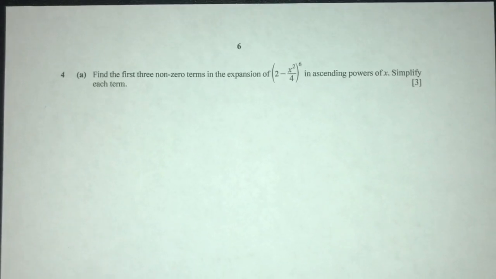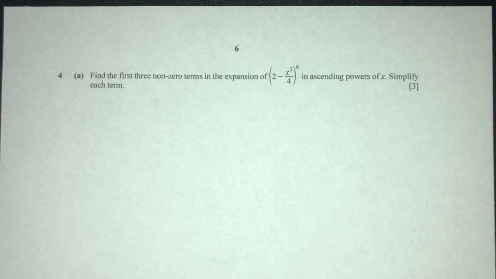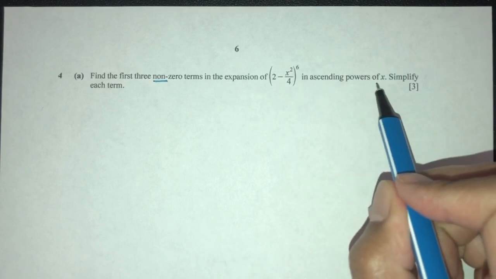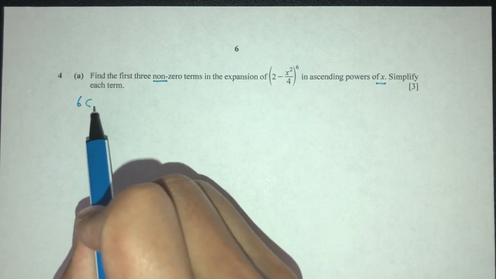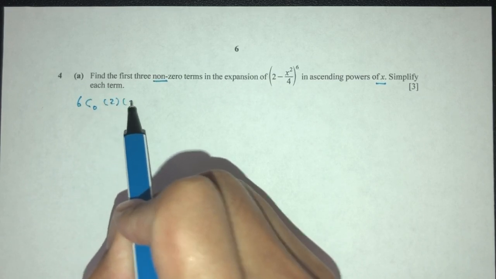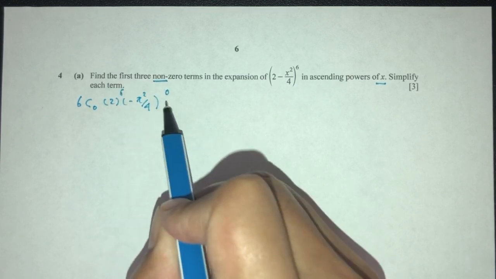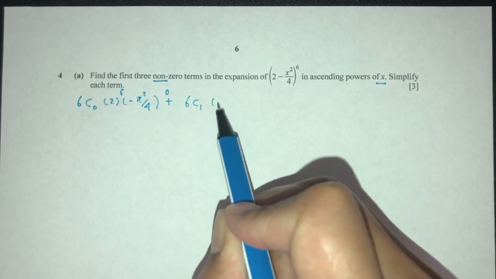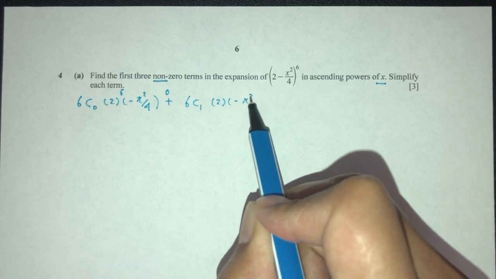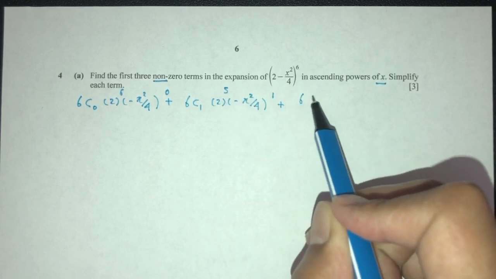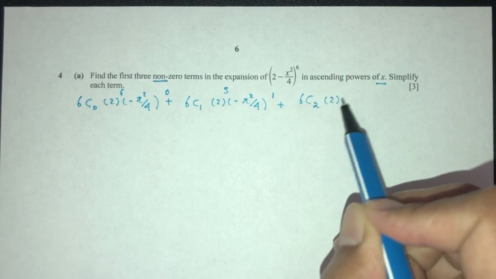Now let's move on to question number 4. Here we have to find the first 3 non-zero terms in this expansion in ascending powers of x. Pretty easy. First 3 terms: 6 choose 0, x squared over 4, that will be 0 here, that will be 6. 6 choose 1, that will be 2 minus x squared over 4, that should be 1, and that should be 5. And finally, 6 choose 2, that will be 2 and 4.